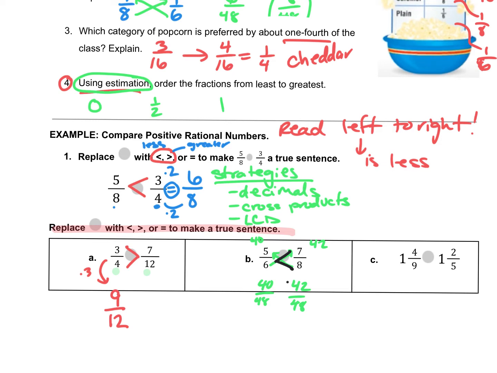And one more, you could again change them to fractions, or decimals, since they're both whole numbers here, I know it's 1 and something. So again, I might just do my cross products here. 9 times 2 is 18. 5 times 4 is 20. So I know that 1 and 4/9 is greater than 1 and 2/5.